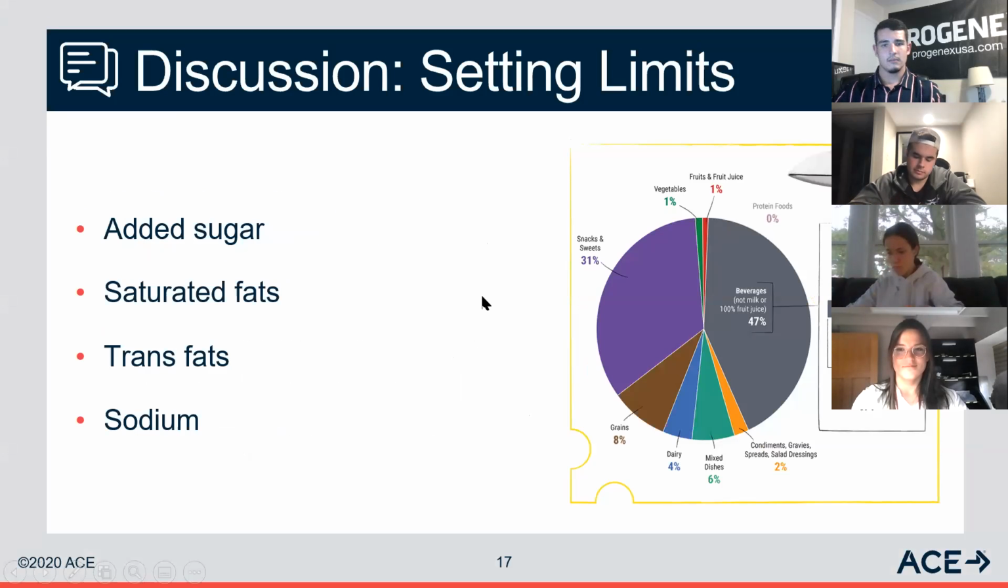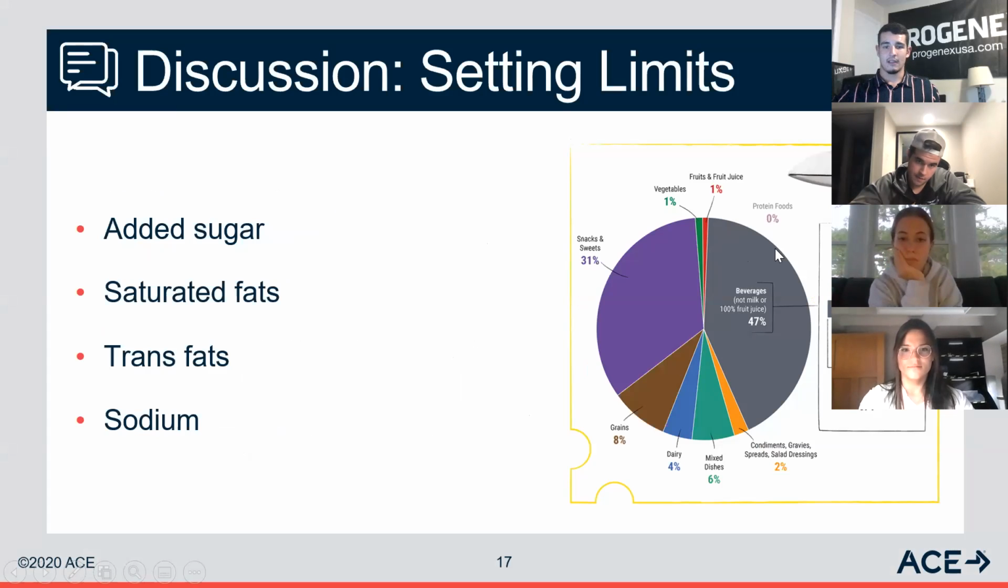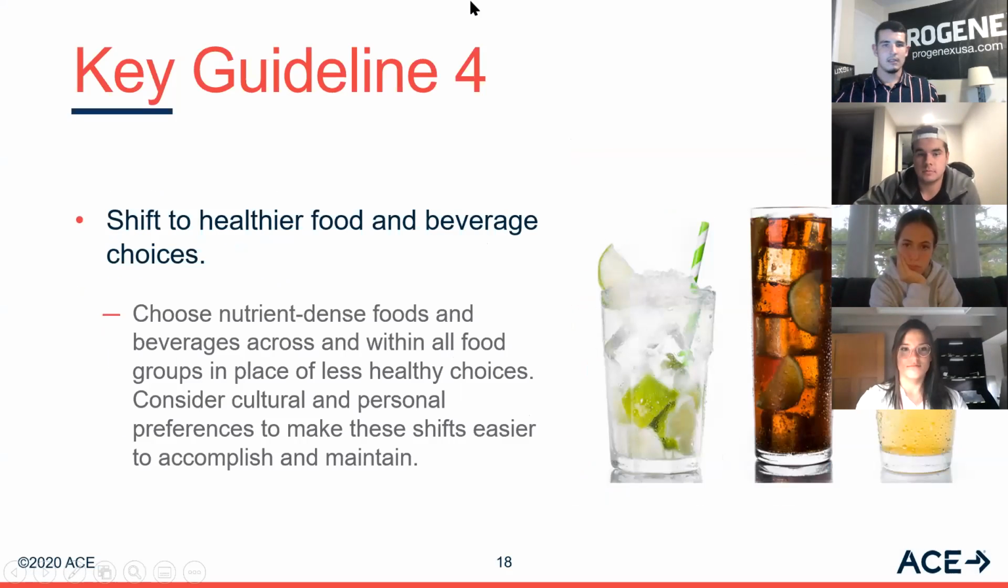All right. So you have a little diagram here about setting limits on everything. I don't want to go into that too much. It basically is just showing you how much sugar is in some different products. Key guideline number 4, shift to healthier food and beverage choices.